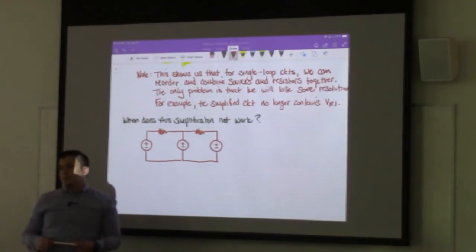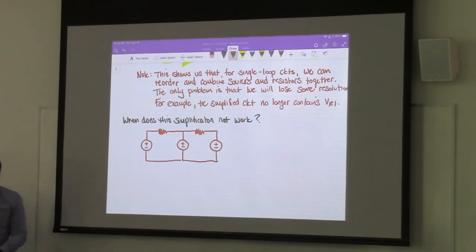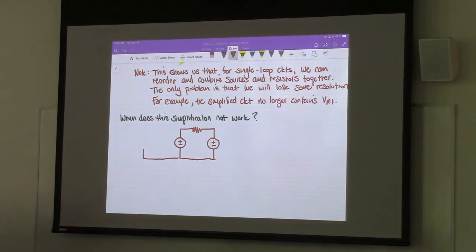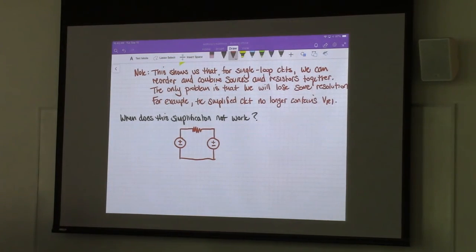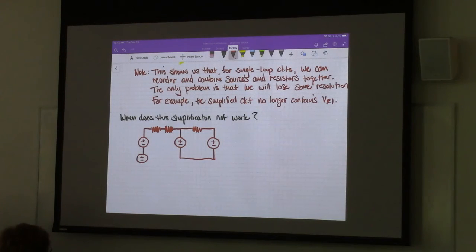Yeah. If you had two resistors in the same loop, would you then combine those together? Well, yes, because that would fall under our definition of series resistors, which we talked about last time. So yeah, if you have, let me redraw this a little bit. Okay, so you can combine these two. And you can combine these two. But not for the whole thing.